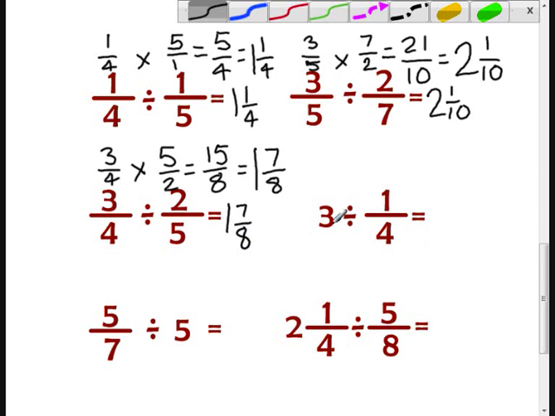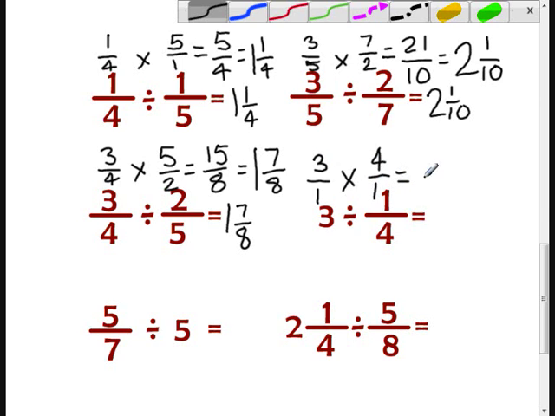Now with this problem, we've got a whole number again. And remember, anytime you want to turn a whole number into a fraction, just put it on top of a 1. That's exactly what we're going to have to do here, because you can't divide whole numbers and fractions. You have to turn them both into the same thing. So you've got 3/1. The division sign changes into multiplication, and the 1/4 becomes 4/1.